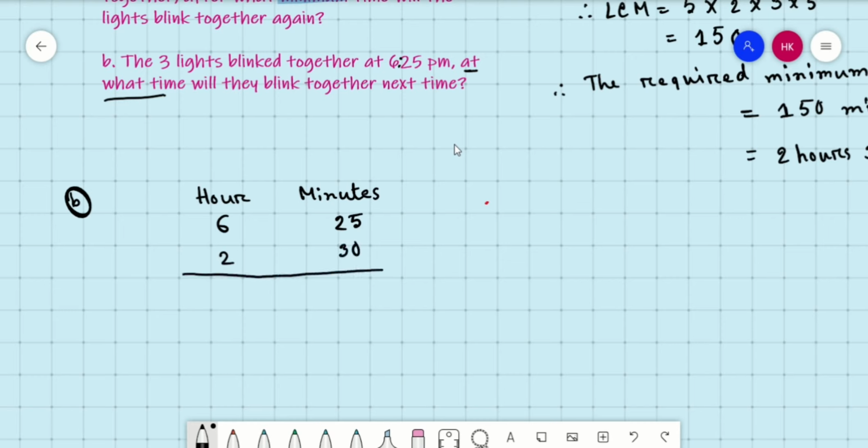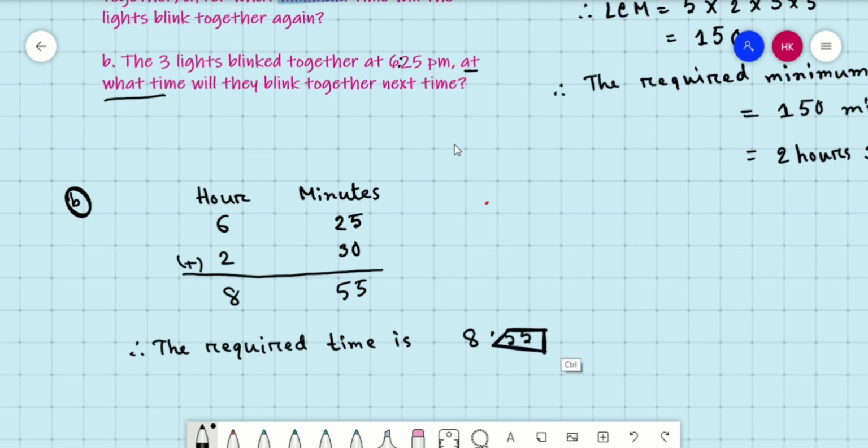So if we add these two numbers, we get 6 plus 2 is 8, and 25 plus 30 is 55. So the required time is 8:55 p.m. So if the three lights blink together at 6:25 p.m., then they will blink together again at 8:55 p.m. Alright, this is our answer.